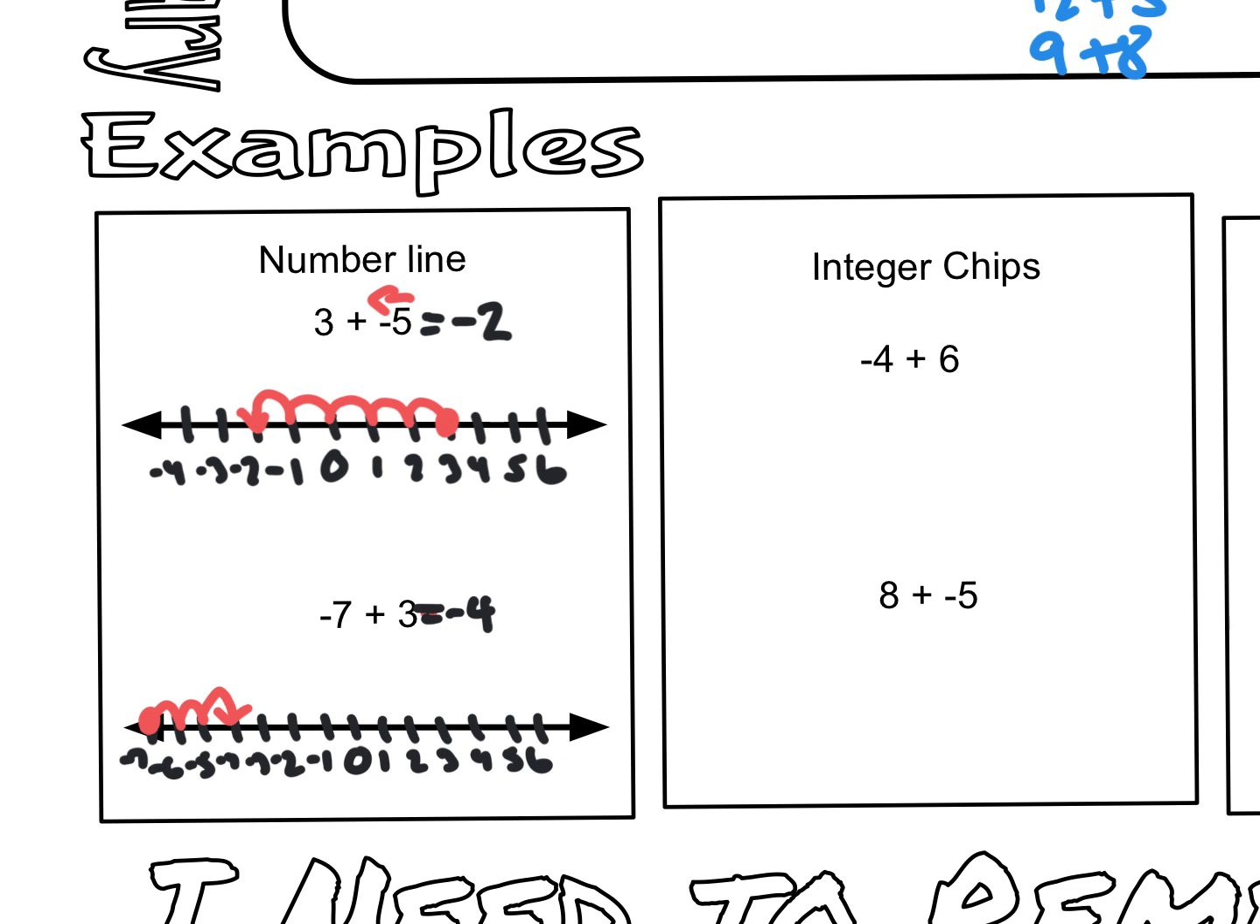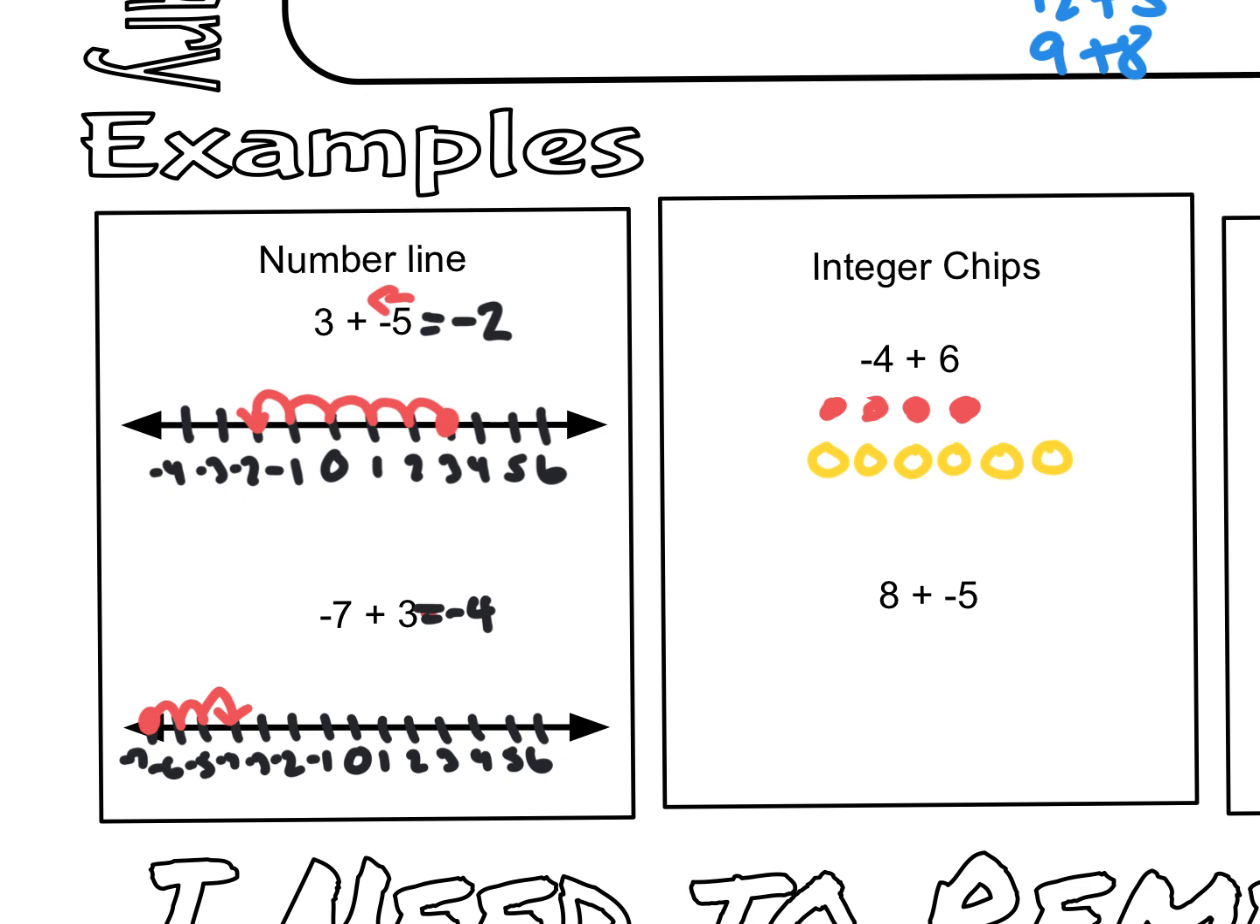So another way we can do this is with the idea of integer chips, which is similar to our floats and anchors. For our integer chips, our negatives are going to be filled in chips, and I'm going to make mine red. And then my positives are going to be yellow. And if you don't have different colors, I'm just going to leave those open. So here we can see the model of -4 here plus +6.